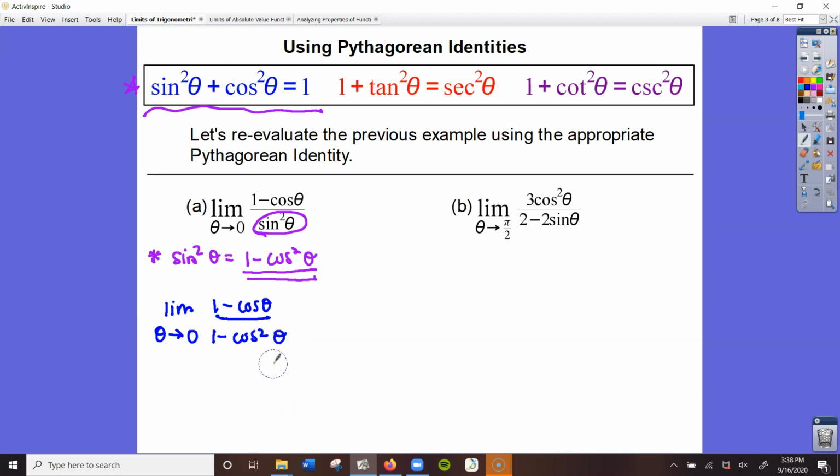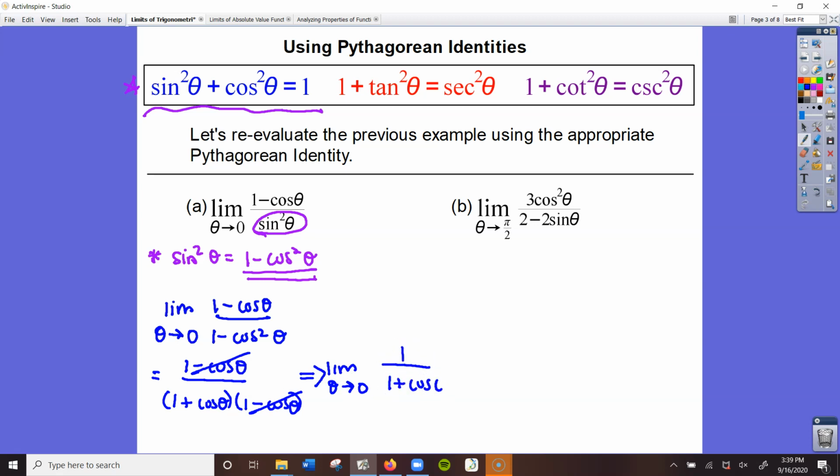Now from here, you're like, okay, what do I do now? Well, this 1 minus cosine squared is a difference of squares. 1 is a perfect square and cosine squared is a perfect square. Therefore, we can factor it. So I'm going to rewrite this function now. In the numerator, I have 1 minus cosine theta, and in the denominator, if I factor it, would be 1 plus cosine theta and 1 minus cosine theta. These 1 minus cosine thetas would cancel. And so now I can rewrite my limit to be the limit as theta is approaching 0 of 1 over 1 plus cosine theta.